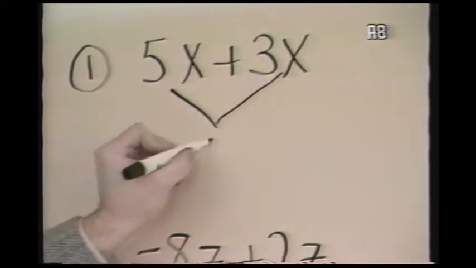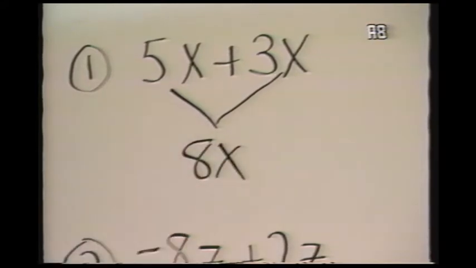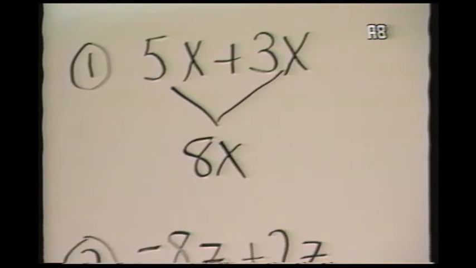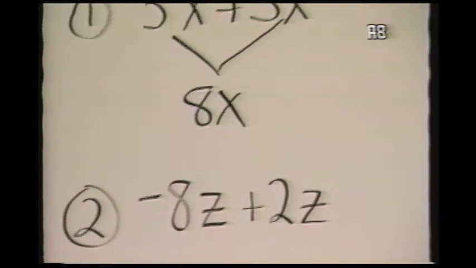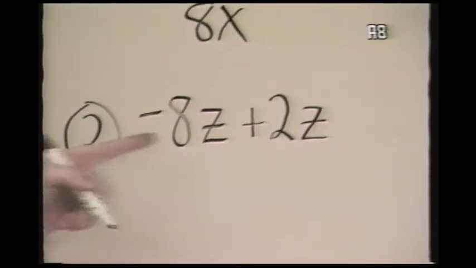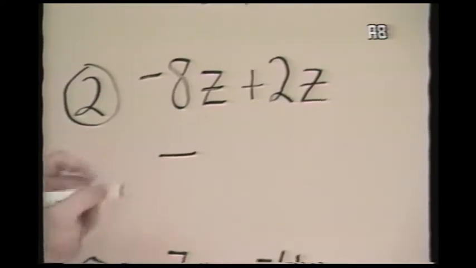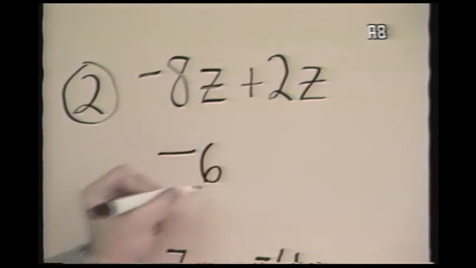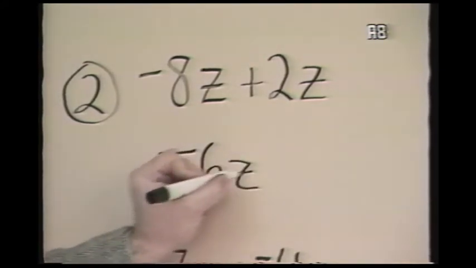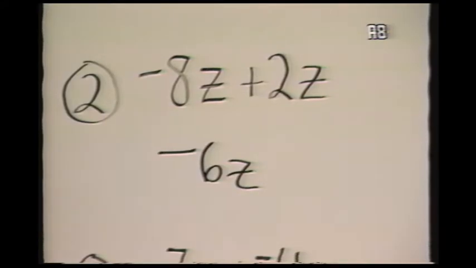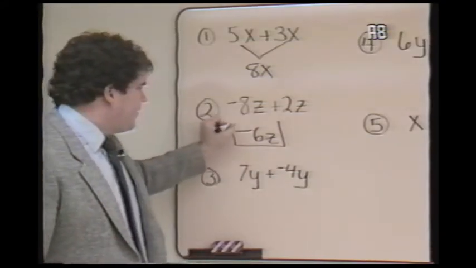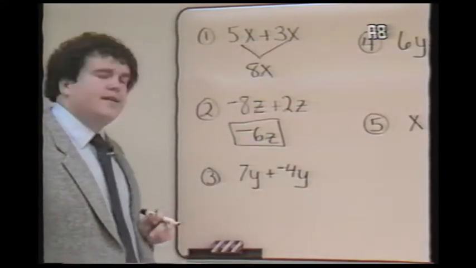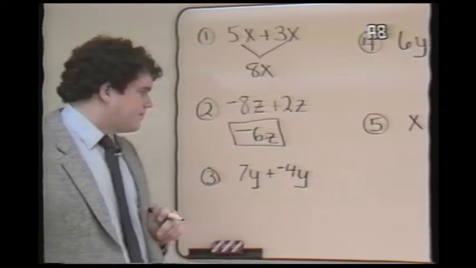Added together, this equals 8x. Problem number 2, negative 8z plus 2z. Will my answer be negative or positive? It will be negative. Do I add or subtract the absolute values? The numbers are different, I subtract. And so my answer will be negative 6z. Negative 8z plus 2z is negative 6z.